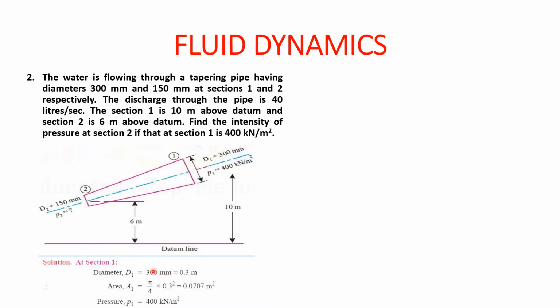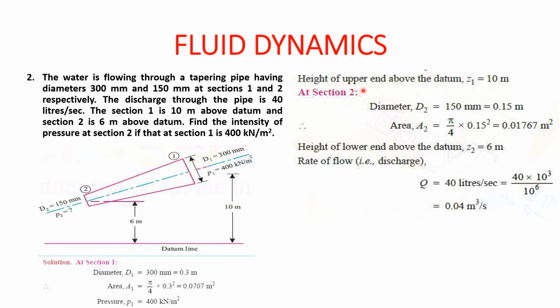At section 1, the diameter is 300 mm, converted into meters as 0.3 meters. For calculating area, A1 is equal to pi by 4 D1 square, so pi by 4 into 0.3 square. We get A1 as 0.0707 meter square. P1 is given as 400 kilonewton per meter square. The height of the upper end above the datum, Z1, is 10 meters.